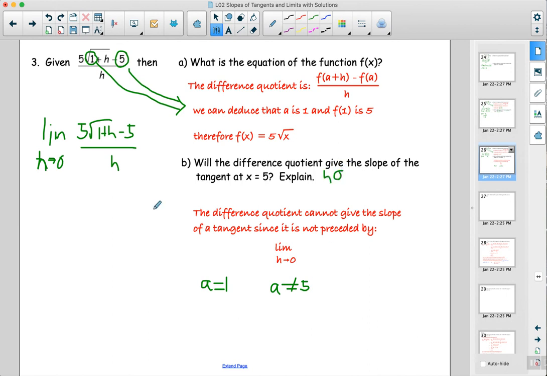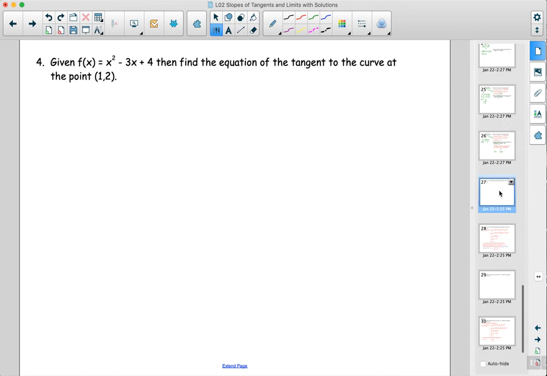So 2 reasons. One, we didn't have the limit out in front of it, so it can't be the slope of the tangent without the limit out in front of it. Then when I adjusted to put the limit out in front of it, it can't be x is 5, because this difference quotient is only good for an a of 1. It's not good for an a of 5. All right, so let's move forward.